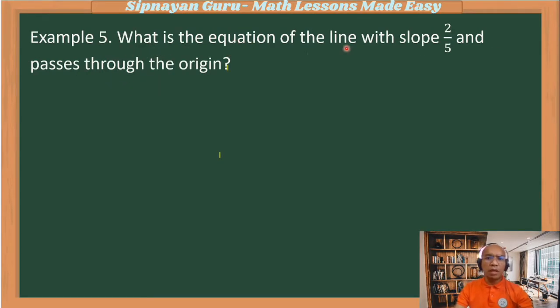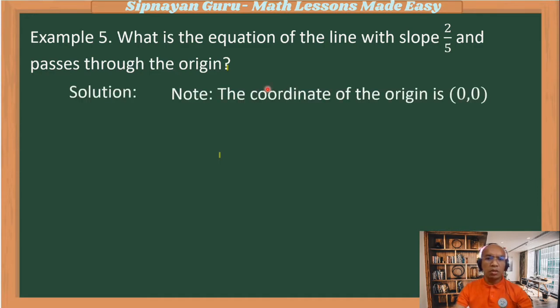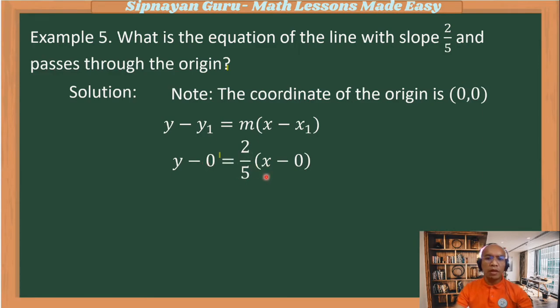What is the equation of the line with the slope 2/5 and it passes through the origin? So take note that the coordinate of the origin is 0, 0. Substitute to the given formula. So y minus our y sub 1, which is 0, is equal to the slope 2/5 times x minus our x sub 1, which is 0. For the simplification, y minus 0 is y. So 2/5 times x is 2x/5. Then 2/5 times 0 is 0.